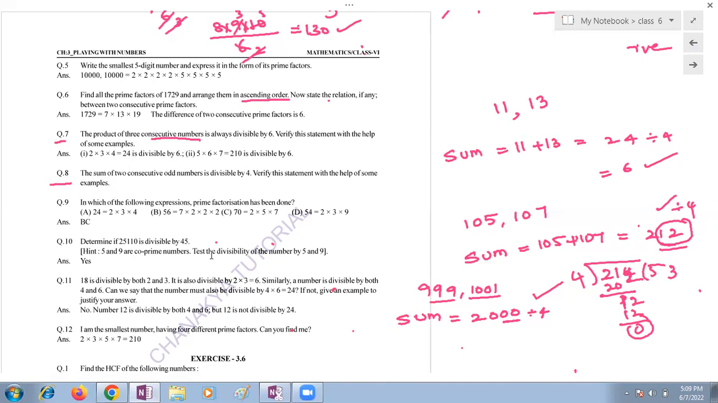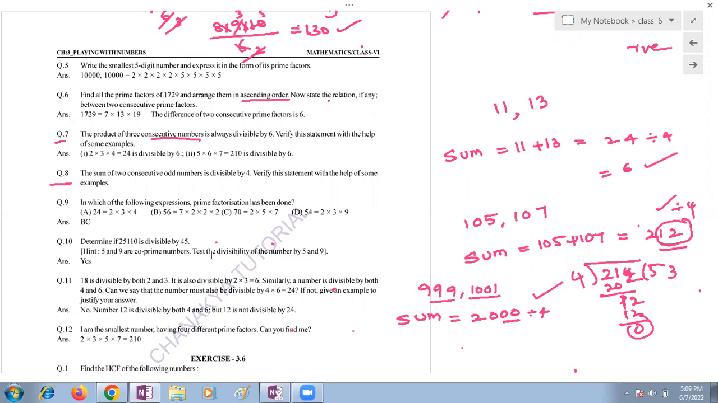We know the divisibility rule of 5. What is the divisibility rule of 5? The end digit should be either 0 or 5. Very good. So the rule of 9 is that the sum of digits should be exactly divisible by 9. If both rules are true for the number, you just look at the number. The end digit is 0. Yes, the rule of 5 is true. And the rule of 9: if you sum up all the digits, 2 plus 5, 7, 7 plus 1, 8, 8 plus 1, 9. Yes, 9 is exactly divisible by 9. Both rules are true.